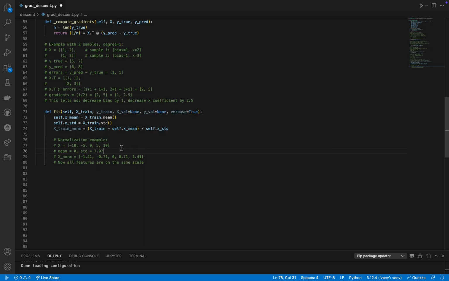Let me show you an example. If x is -10, -5, 0, 5, 10, the mean is 0 and the standard deviation is about 7.07. After normalization, x becomes roughly -1.41, -0.71, 0, 0.71, 1.41. Now all our features are nicely centered around 0 with similar ranges, and gradient descent can work much more efficiently.